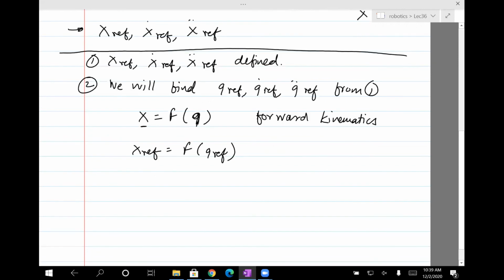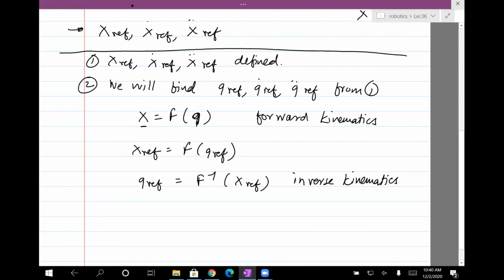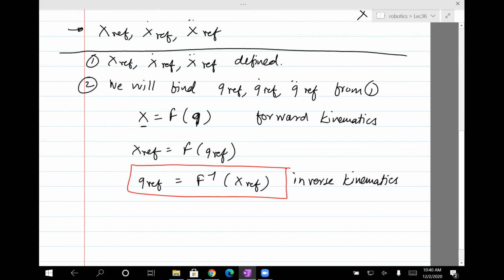So then if you want to find q ref from x ref, all you need to do is invert f, which is the forward kinematics. This is the inverse kinematics we've also done in the past. In fact, from the homeworks you did with the manipulator, you actually only did inverse kinematics. You inverted f using fsolve, and that basically enabled you to draw different shapes with manipulators.